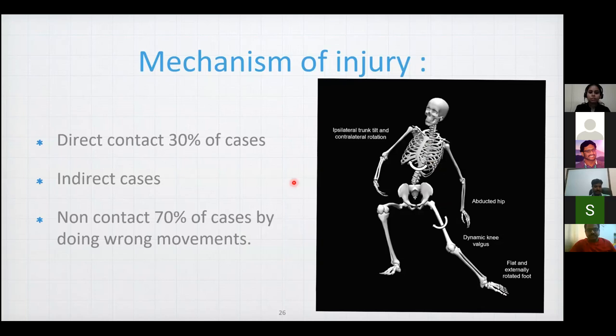There have been cases of 30% direct contact injuries in ACL. Indirect and non-contact cases are more, where the person or the athlete is off balance. So non-contact and indirect cases are 70%.